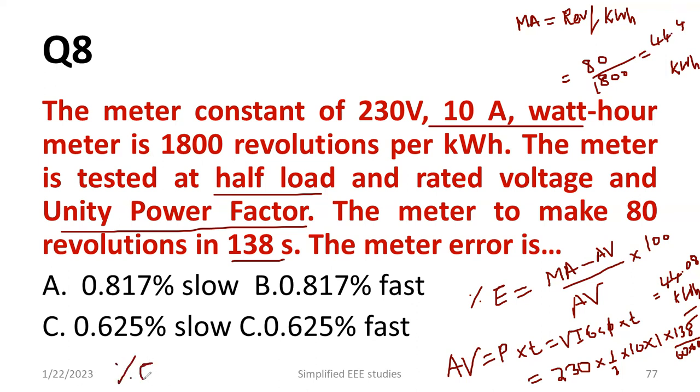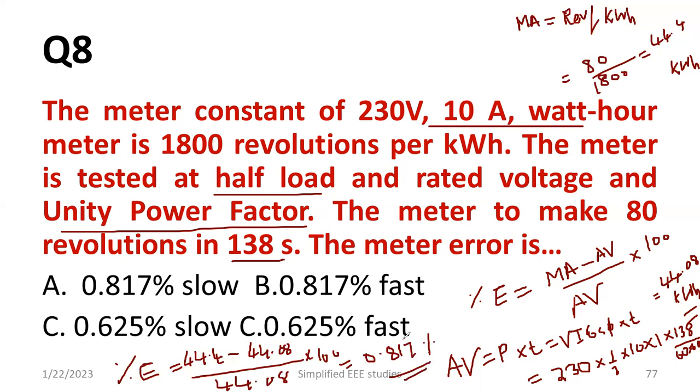I'll be writing the percentage error. It is nothing but the measured value, which is 44.4, minus the actual value, 44.08, divided by the actual value, which is the same 44.08. That should be multiplied by 100. So if you calculate, the answer is 0.817%. This much percentage you will get.